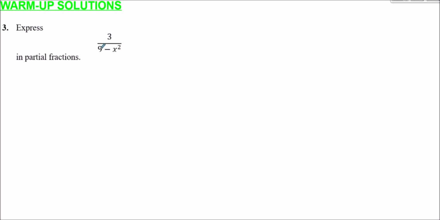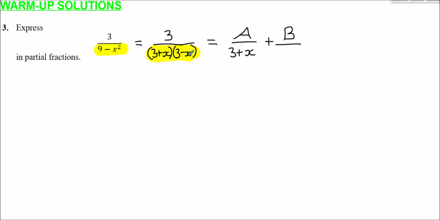So difference of 2 squares, this bit here on the bottom will factorise into 3 over 3 plus x, 3 minus x. And then, of course, I'll just highlight that's the same as this, difference of 2 squares. Then we split this into some value a we need to find over 3 plus x, plus another value we need to find b over 3 minus x.